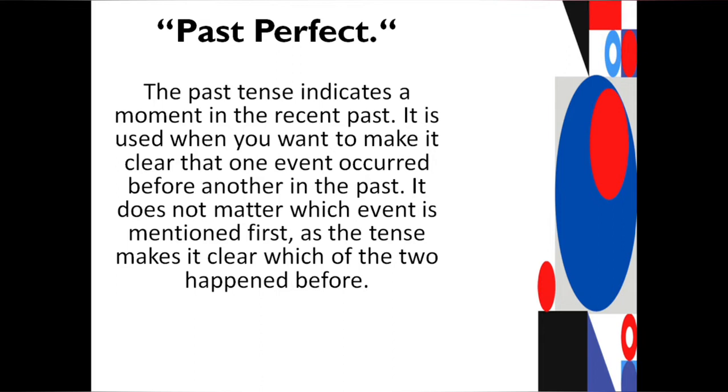In today's class, we'll be talking about past perfect. The past perfect tense indicates a moment in the recent past, and it's used when you want to make it clear that one event occurred before another in the past. It does not matter which event is mentioned first, as the tense makes it clear which of the two happened before. So when I want to talk about two things that happened in the past, I use past perfect. I don't need to specify in my sentence which of them happened first, because when I use the past perfect, it will already be clear.